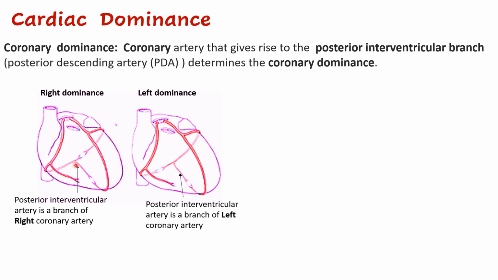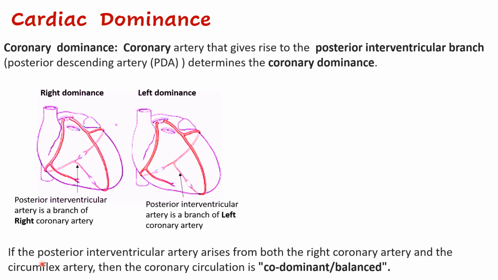If the posterior interventricular artery is a branch of the right coronary artery, you will call it right coronary dominance or right cardiac dominance. If it is a branch of the left coronary artery, then you will call it left coronary dominance or left cardiac dominance. Otherwise, there is another criterion: the artery which crosses the crux of the heart. The crux of the heart is where the coronary sulcus meets the interatrial sulcus and the posterior interventricular sulcus. So the artery which crosses the crux of the heart will obviously give the posterior interventricular branch also. So this is about the coronary dominance here.